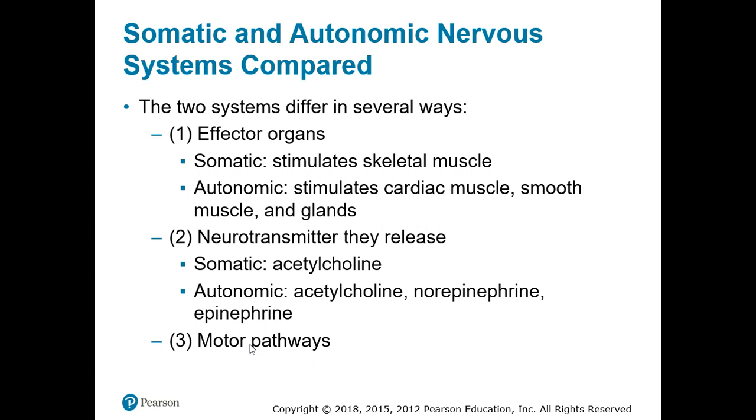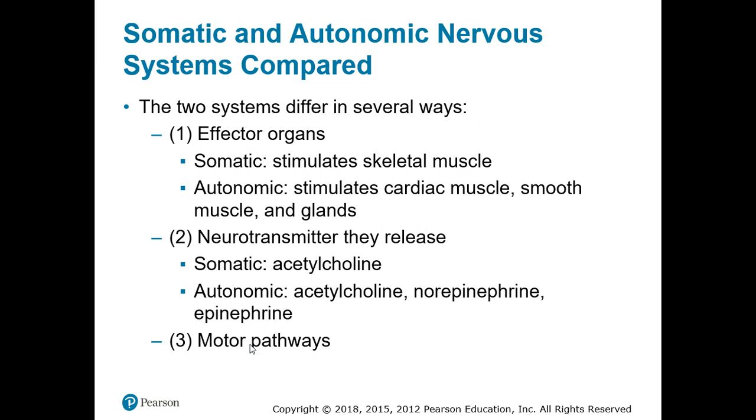So now that we've hit on somatic being your voluntary and autonomic being your involuntary, these two systems differ in other ways besides that. One of the ways is the effector organs that they are going to stimulate. The second thing is the neurotransmitters they release. And the last one is going to be your motor pathway. So how does the signal get to where it needs to go?